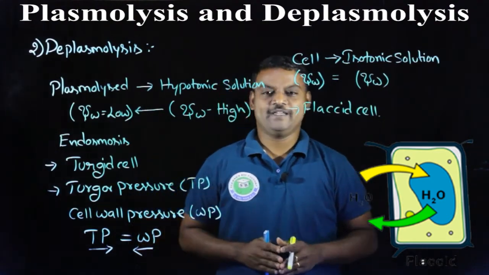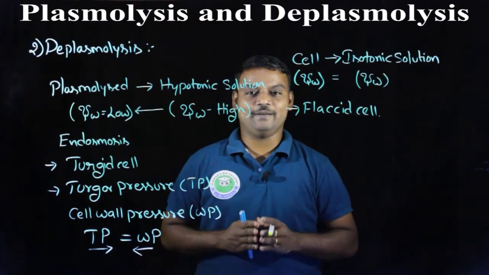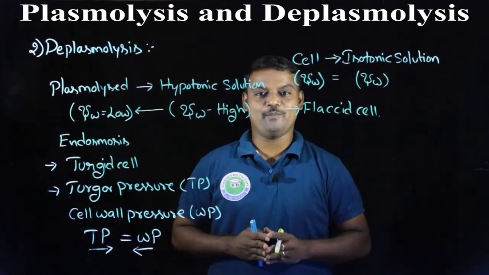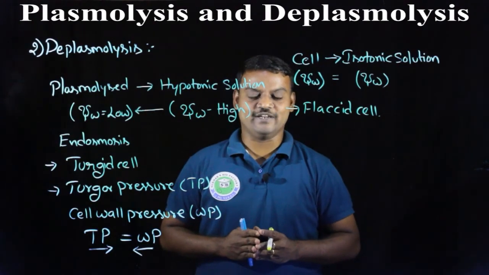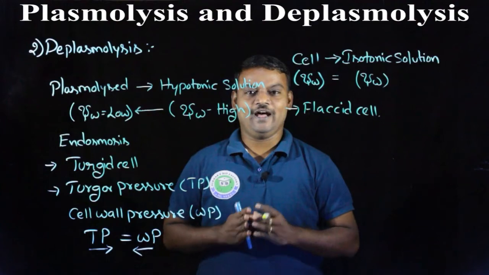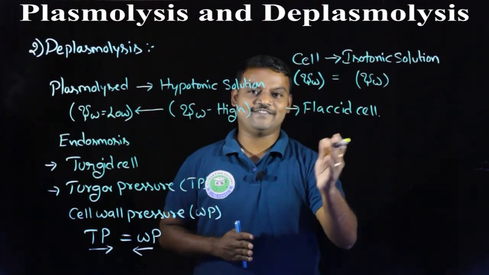So in this way, the behavior of plant cells can be observed with regard to water movement based on the concentration of the surrounding solution, with plasmolysis, deplasmolysis and flaccid cells.